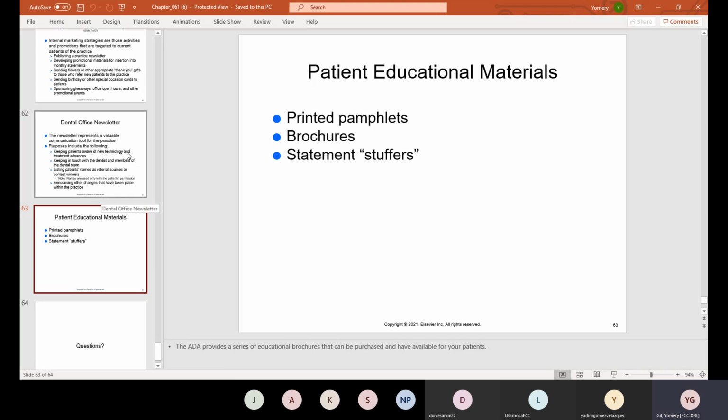Okay, and then patient education materials. These are printed pamphlets, brochures, and statement stuffers. So in some offices in the waiting areas, you will see different pamphlets and brochures of different services that they offer. Let's say it can be a pamphlet telling you about veneers, or telling you about fixed bridges, or telling you about braces, or depending on what they do at that office.